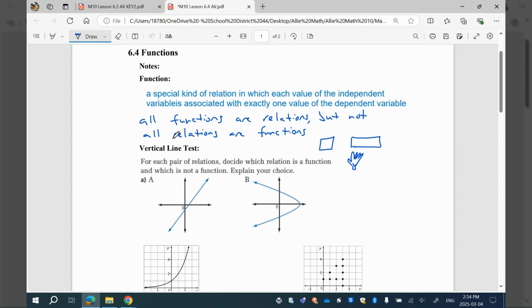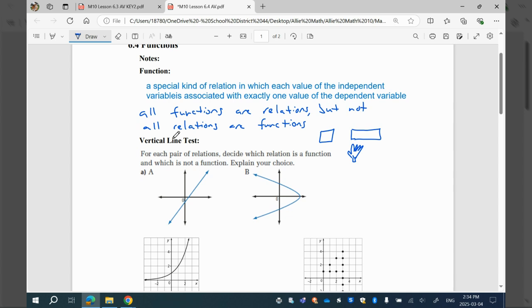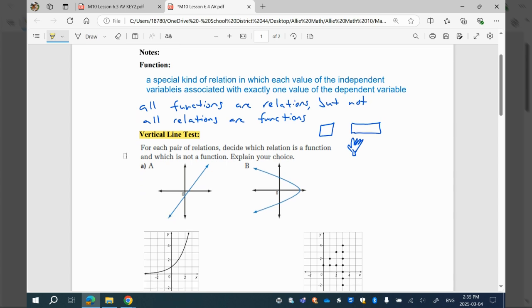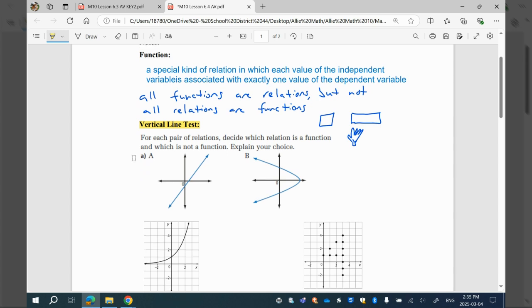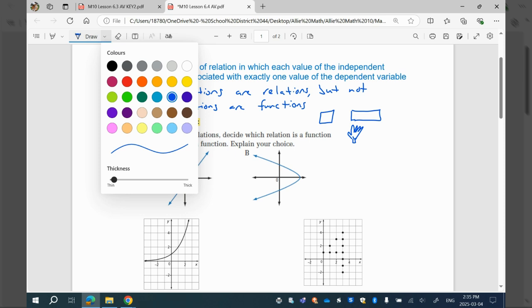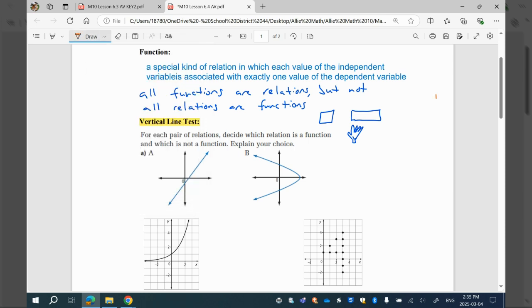And one of the ways that we can tell if a relation is a function is through the vertical line test. So often this is done, I think I did this in my Math 10 class with a pencil. For each pair of relations, decide which relation is a function and which is not. So the vertical line test, there's a few different ways you can do it. You can drop a line down through a function, and if it only crosses through it at one point, then it's a function.